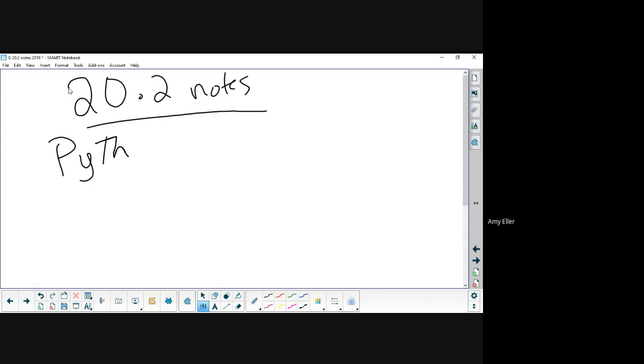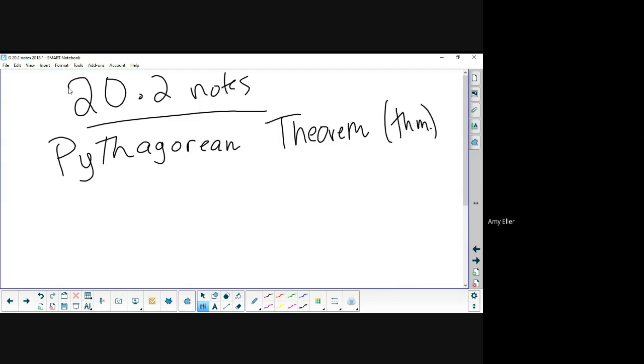P-Y-T-H. A-G. O-R-E-A-N. Pythagorean. You don't have to know that, but it's in our notes. We're going to spell it right. Theorem. T-H-E-O. R-E-M. The abbreviation for theorem is THM, in case you ever see that. I know you have because I've written it before.